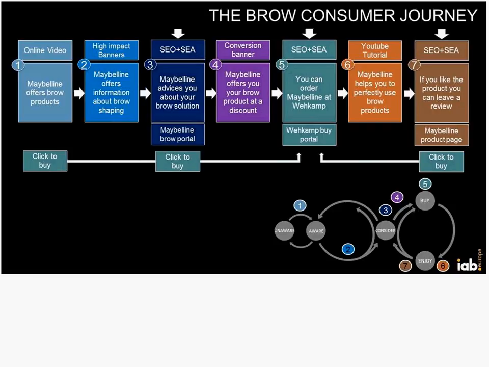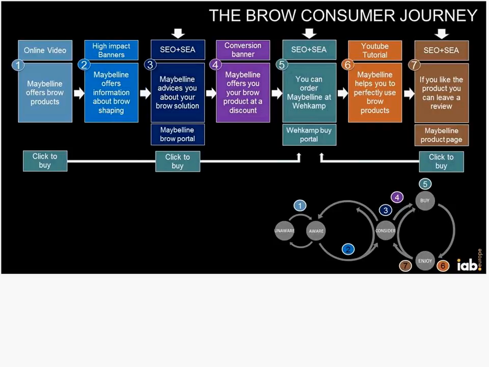And to quickly go through all the steps in this slide. The message that we wanted to bring across is Maybelline offers brow products. People know that. We wanted people to know that Maybelline offers information about brow shaping. So, for the consumers that do not really know how to do brows, Maybelline offers them more information about this. And it also advises you about the right solutions to your brow problem.